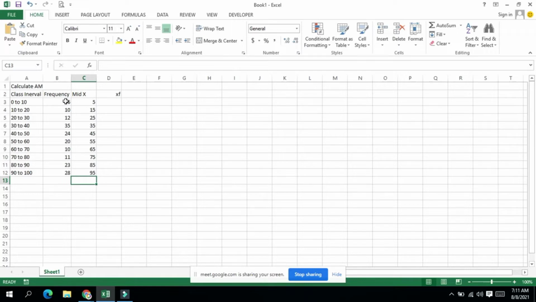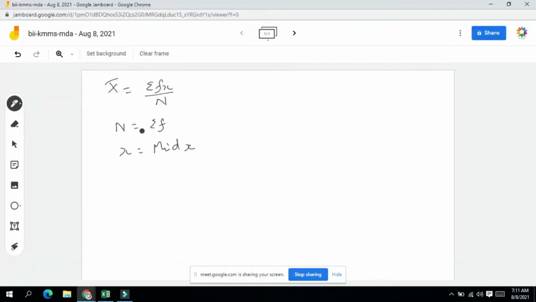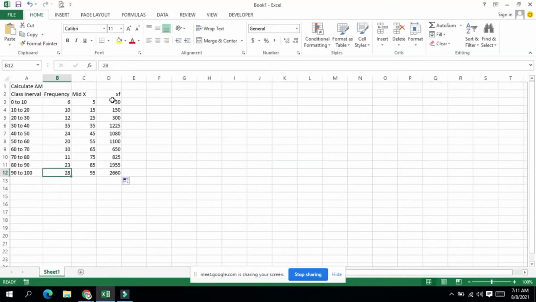We have f, the frequency, and x, the mid x. So we are going to multiply them. 6 into 5 is 30, right? Likewise, multiply for all of them. Like 28 into 95 is 2660. What we actually require is summation of fx, the total of f into x. So add all of these, and you will get 9,975.